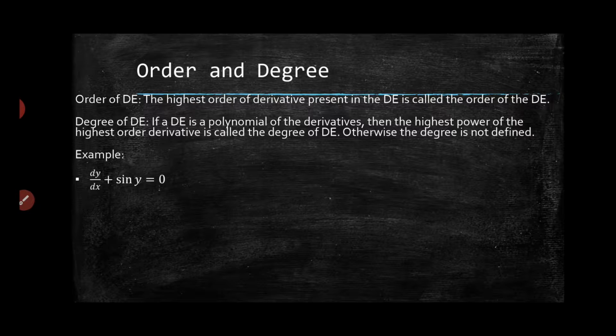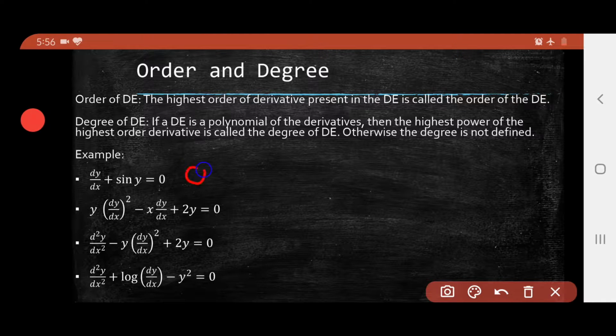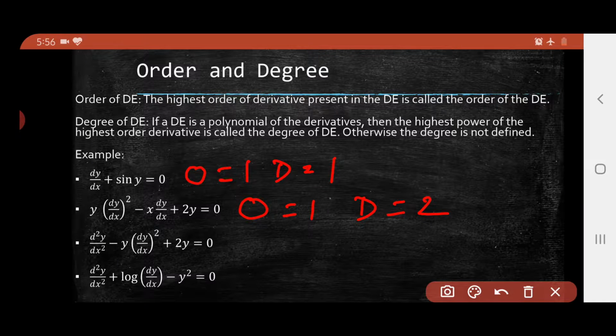So let me just write it. Let me first show you all the examples and then let me write it. So these are the 4 examples that I have taken. Now let me write it. So in the first case, the order is equals to 1, the degree is equals to 1. In the second case, I can see the order of the differential equation here is also 1, but here the degree is 2. Why? Because we have a dy by dx whole square term, right?